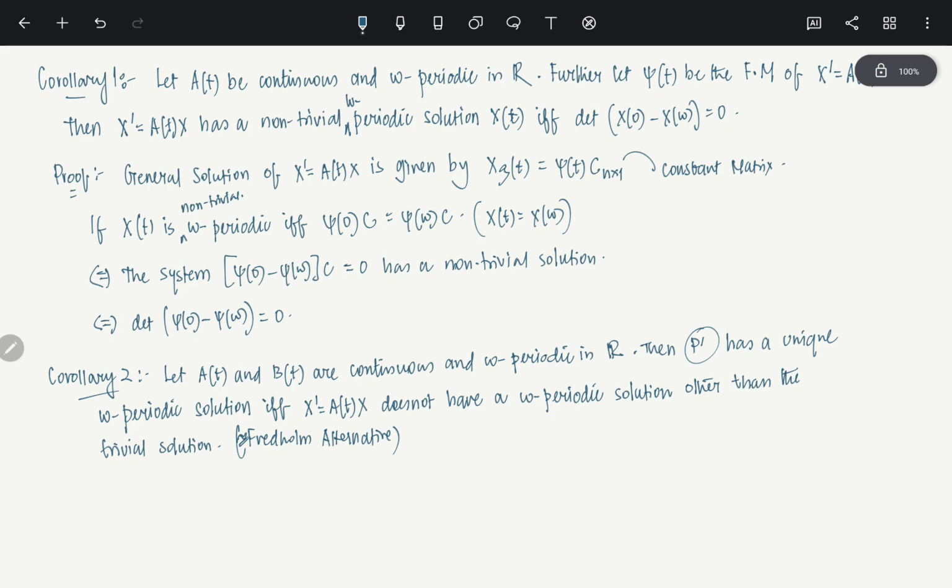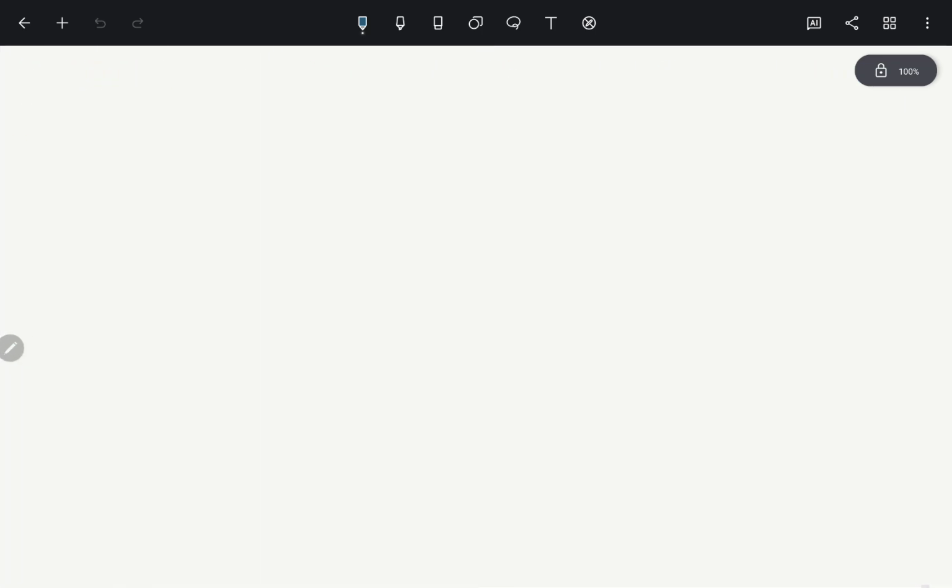Okay, so the proof, maybe I can do it on the next page. So proof. Let phi(t) be the fundamental matrix of the equation x prime equals A(t) times x. Is this okay? Now you remember, if this is the fundamental matrix, then by Duhamel's principle, we have proved this. Yes, Duhamel's principle.